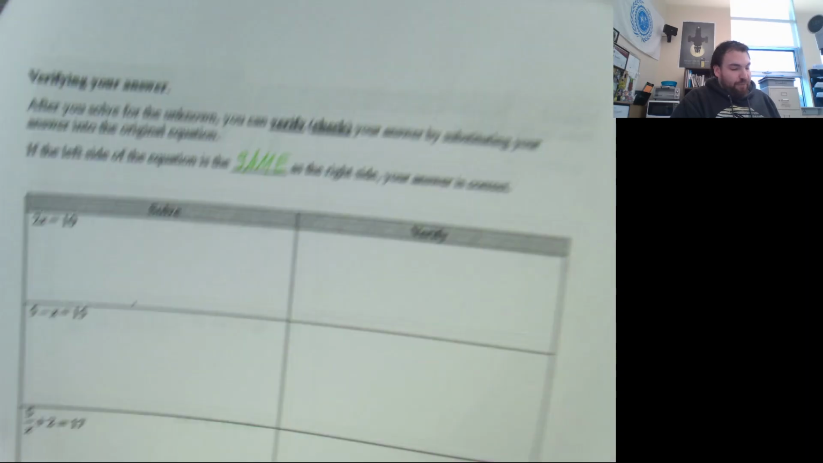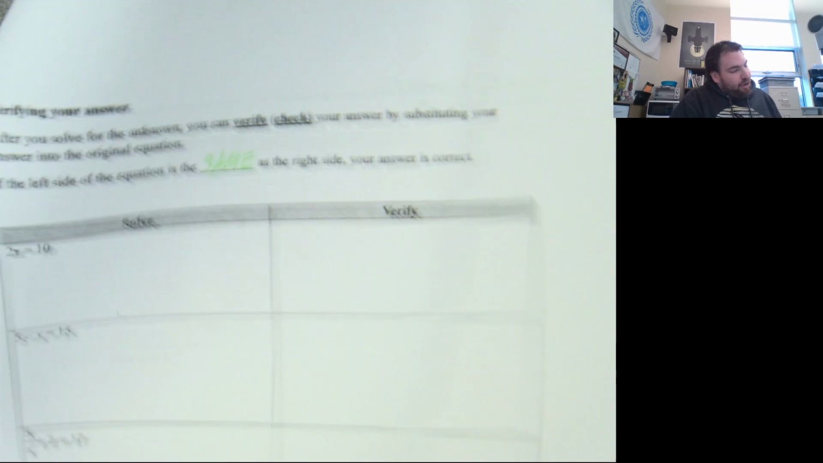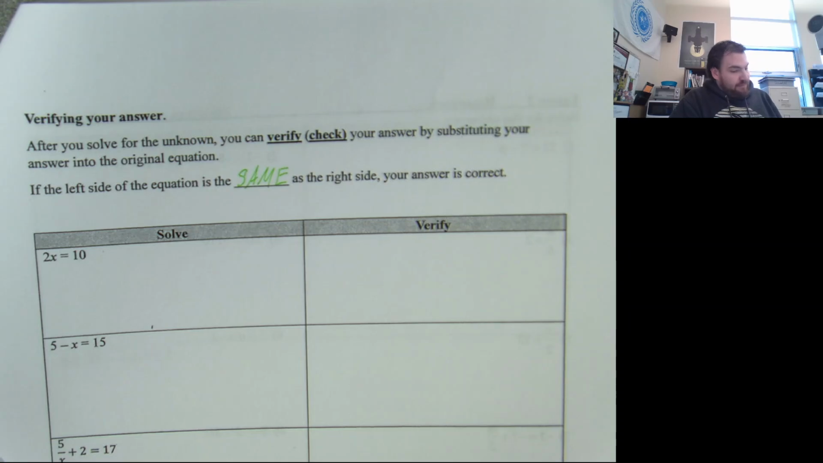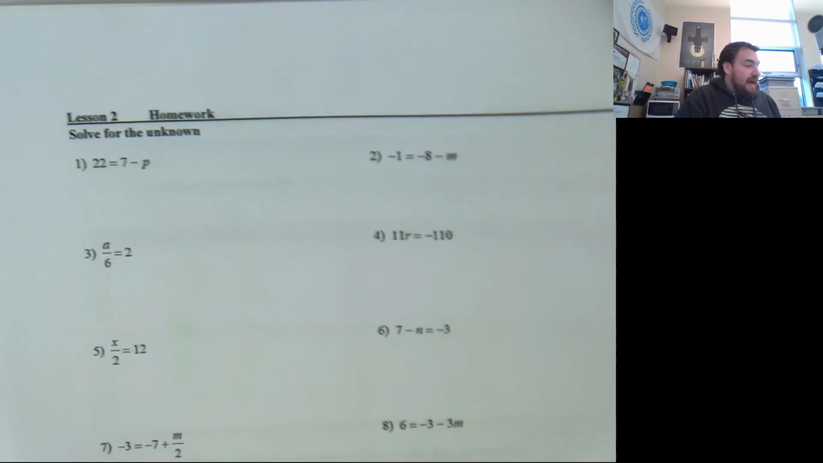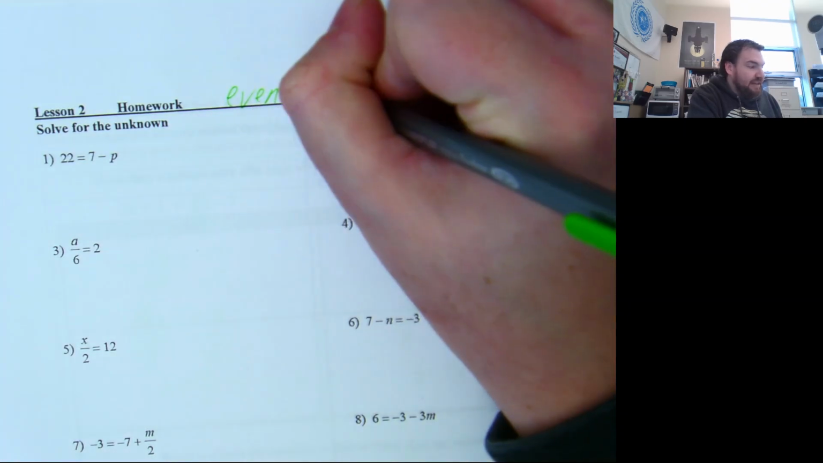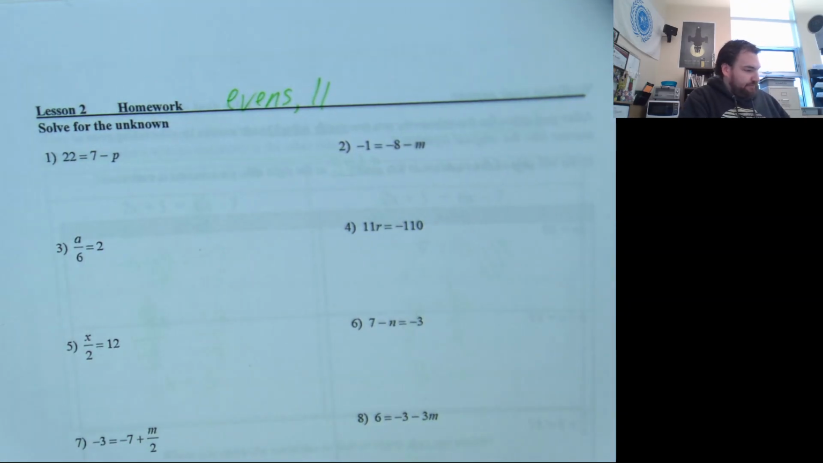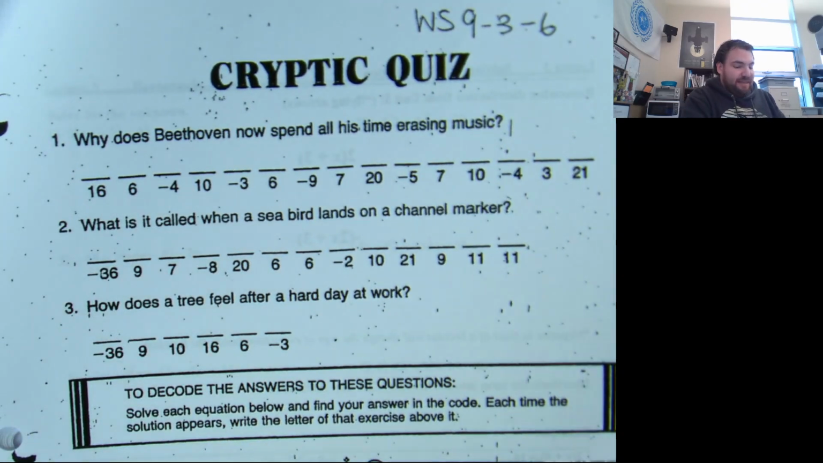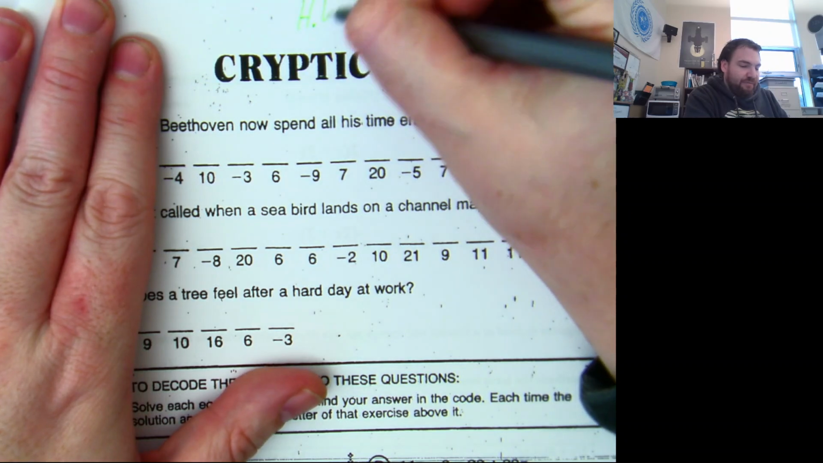Here's what I want you to do. There are 20 questions. Starting on this page here, on page 8, I want you to do the evens and 11. And if you flip the page again, this is still part of it. You do have to do the checking. I want to see the checking. It says cryptic quiz. What? This I also want you to do.